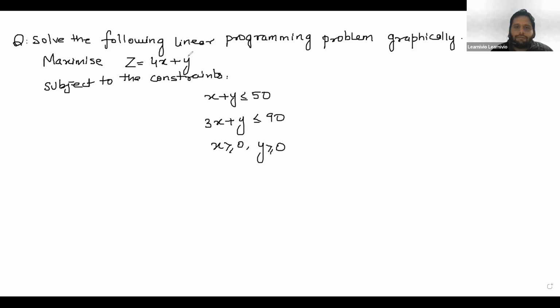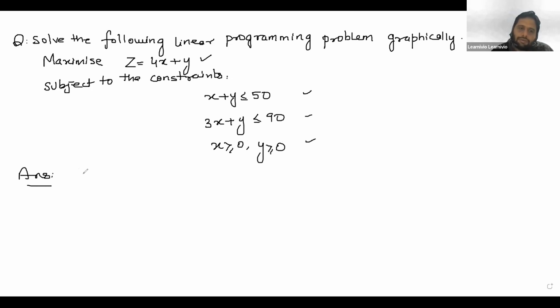Okay, so we have this question. Now we will check how to solve this question. So check here. This we need to maximize. So this is the objective function. Okay, and these are the constraints. These are the restrictions. So first we have to draw the graph by using these inequations. Always we will draw the graph by using these inequations.